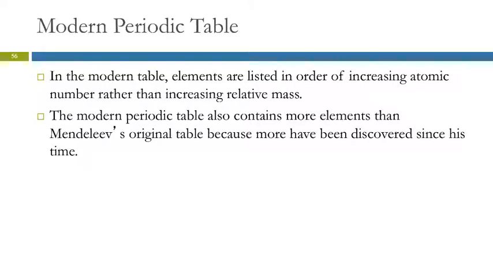In the modern periodic table, it's not the mass that we order them by, but increasing atomic number. Do you remember what atomic number is? Number of protons. Okay. There's actually a couple of places where if you go in order of increasing mass, you do not have increasing number of protons. And then, of course, our modern table has more elements in it because more have been discovered. In fact, just this past year, several of the newest ones were given official names.